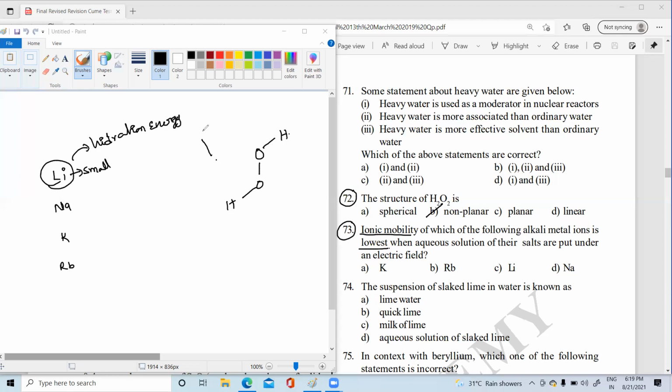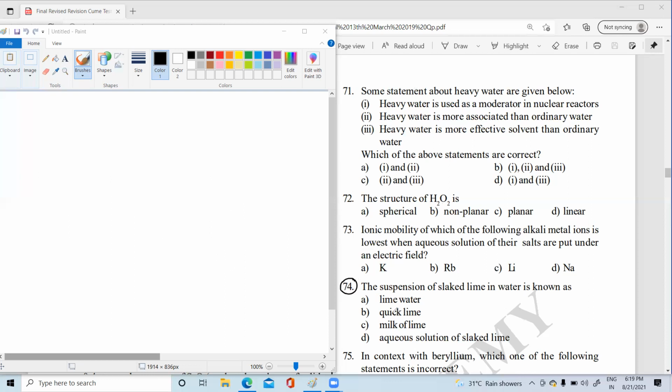Hydration energy is more, which means the number of water molecules surrounding the lithium ion is more. If the number of water molecules is more, the size of the hydrated lithium ion will be more. If size is more, mobility is less. Mobility is less. This is the answer, students. So the answer should be lithium, which has the smallest size, the highest hydration energy, and the lowest mobility, students.